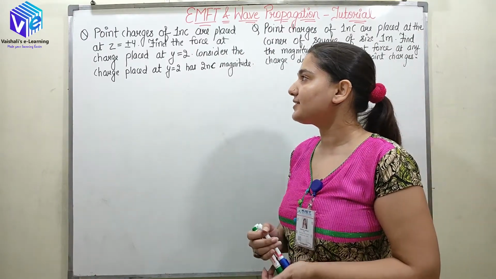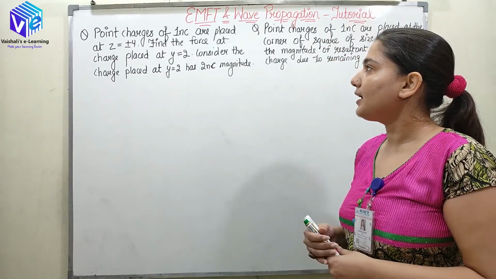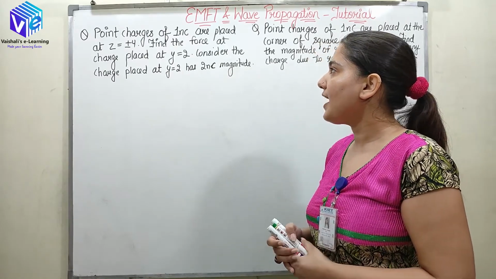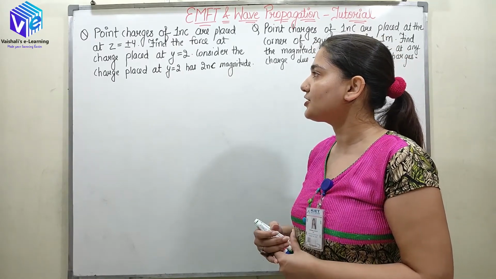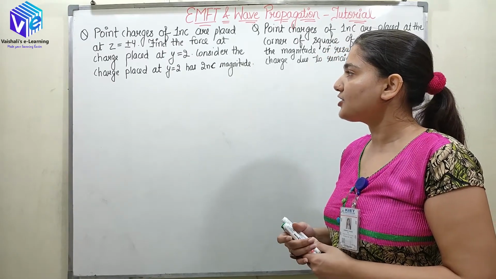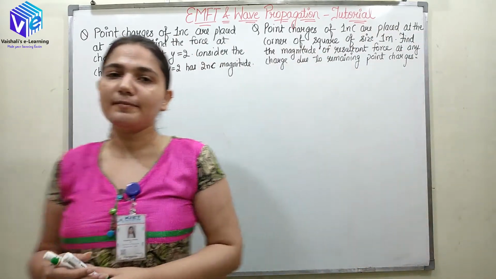The first question states: point charges of 1 nanocoulomb are placed at z equal to plus and minus 4. Find the force at the charge placed at y equal to 2. Consider the charge placed at y equal to 2 has 2 nanocoulomb magnitude.